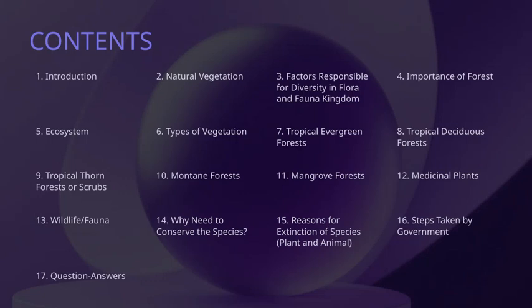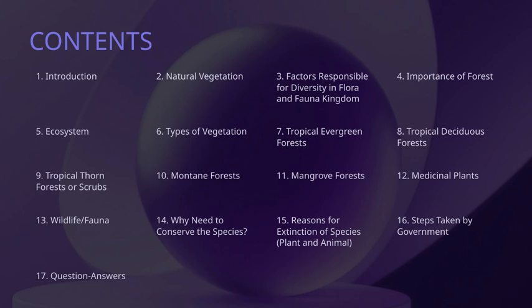Let's take a look at the contents of this presentation. We will cover a wide range of topics related to natural vegetation and biodiversity, starting with the introduction, then moving on to the ecosystem, and exploring different types of vegetation such as tropical thorn forests, montane forests, and mangroves. We'll also discuss the variety of wildlife and the importance of conserving these species.